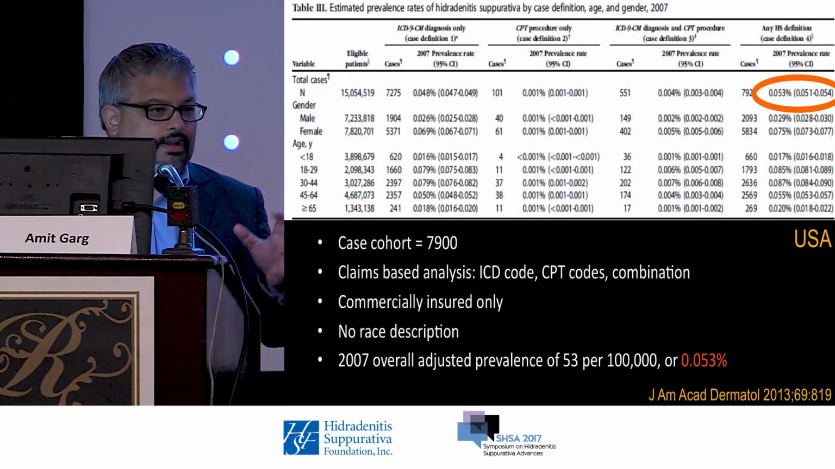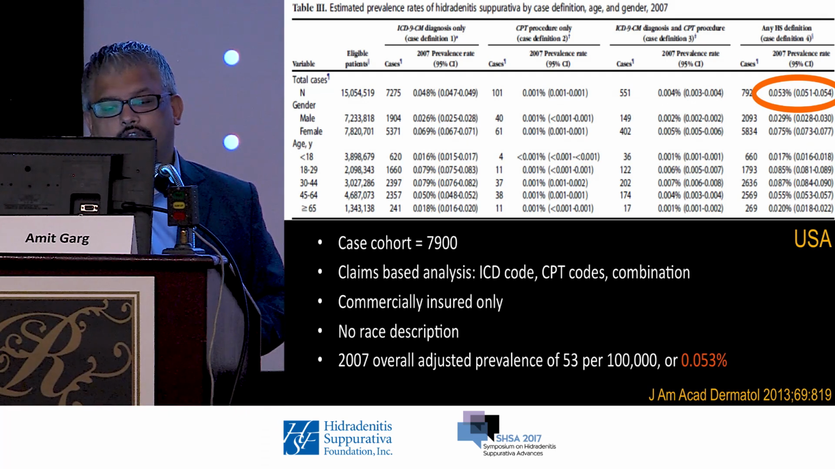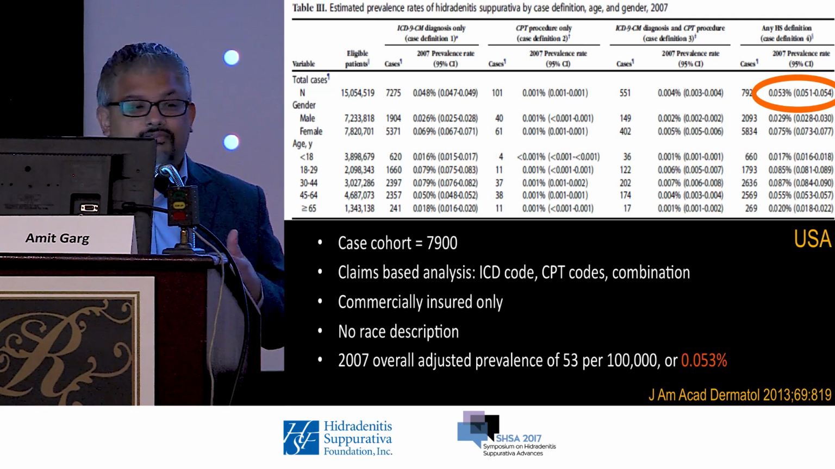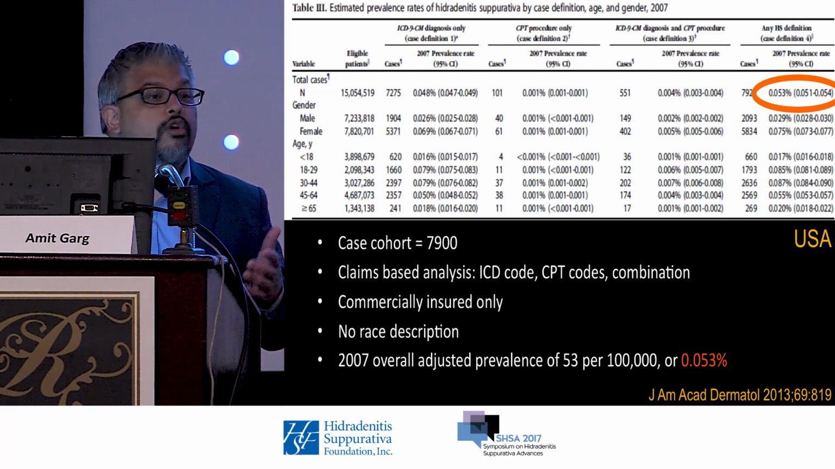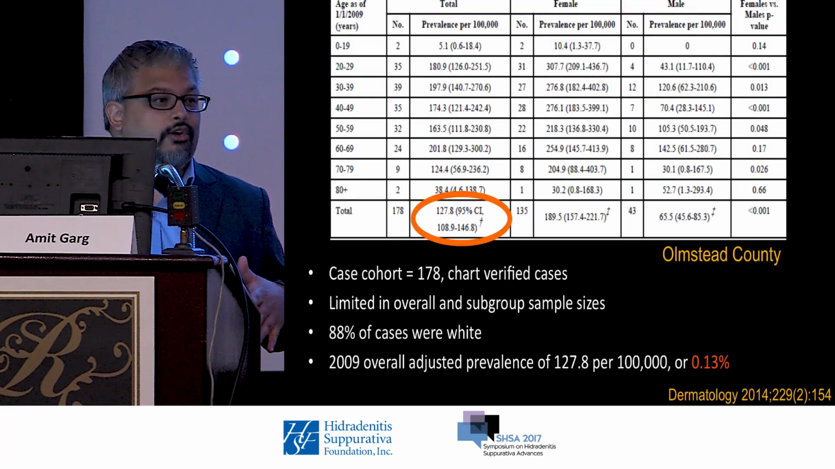They looked at different algorithms based on their method. They only looked at commercially insured patients and found an overall adjusted prevalence of about 50 patients per 100,000, so an order of magnitude less than what we're seeing in Europe.